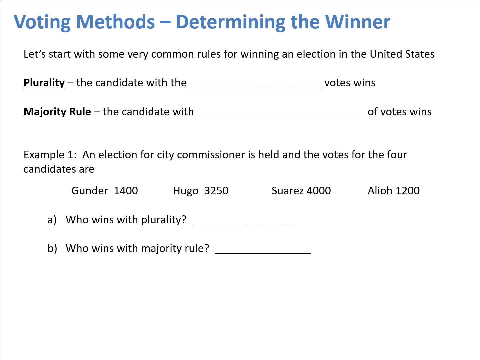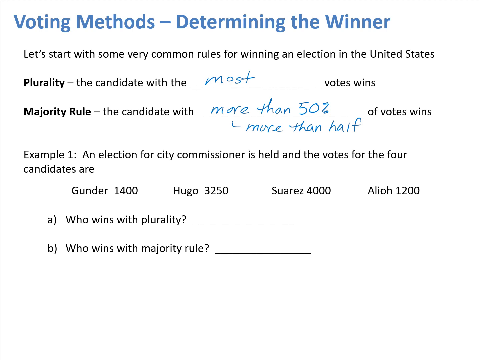Plurality is when the candidate with the most votes wins. That's pretty common in the US. There's also something called majority rule. The candidate with more than 50% of the votes wins. So remember, when we talk about 50%, that's another way of saying more than half of the votes wins.